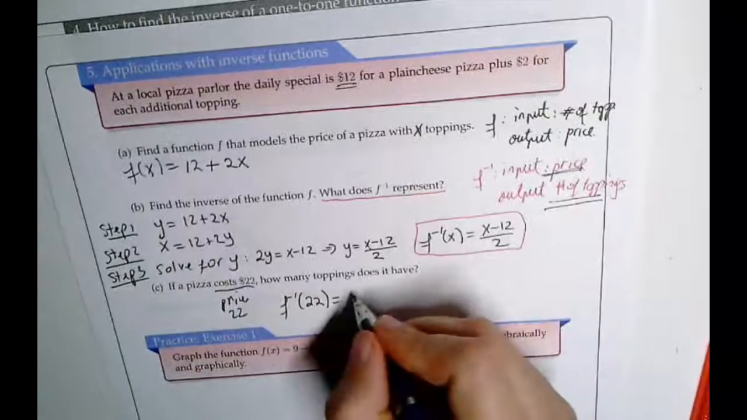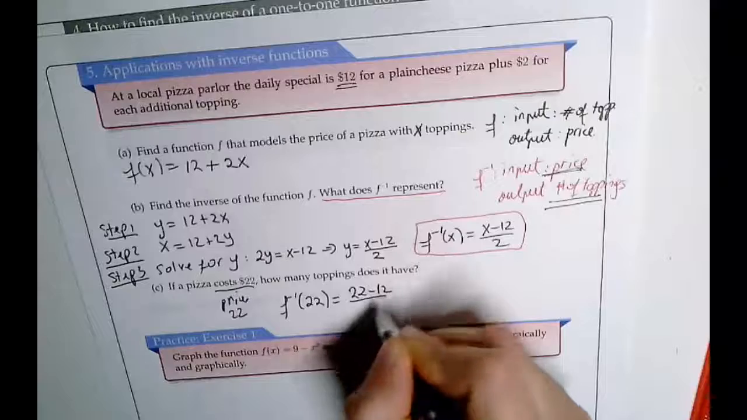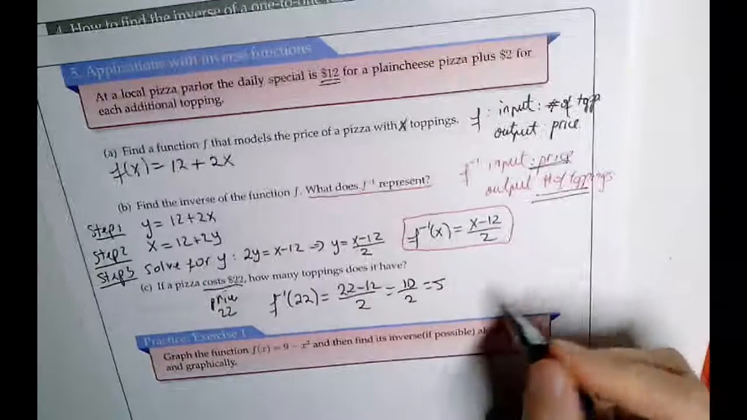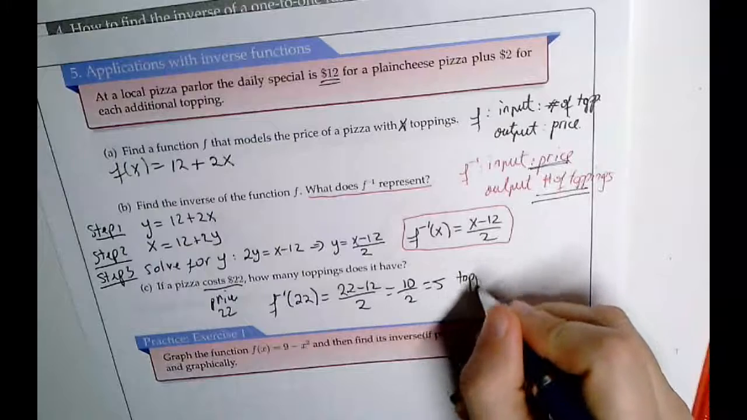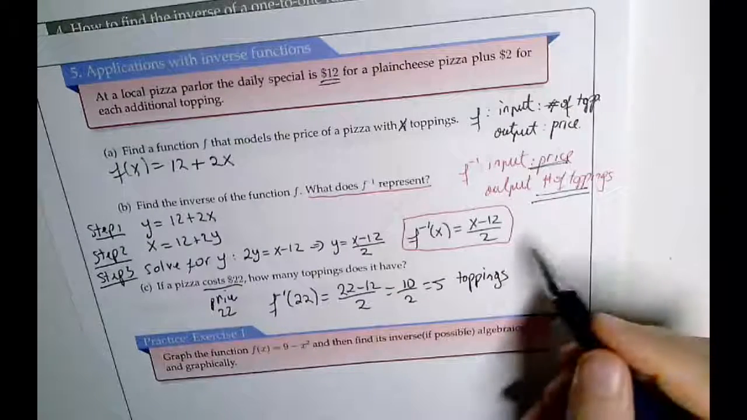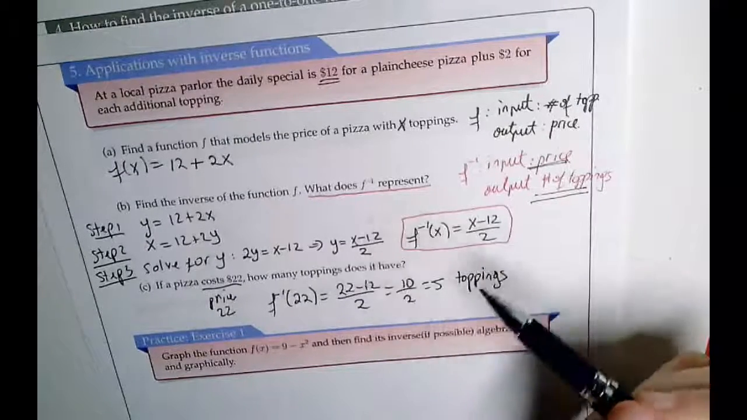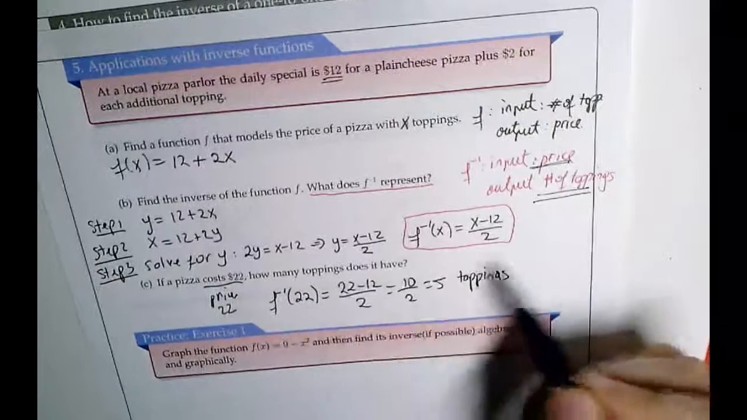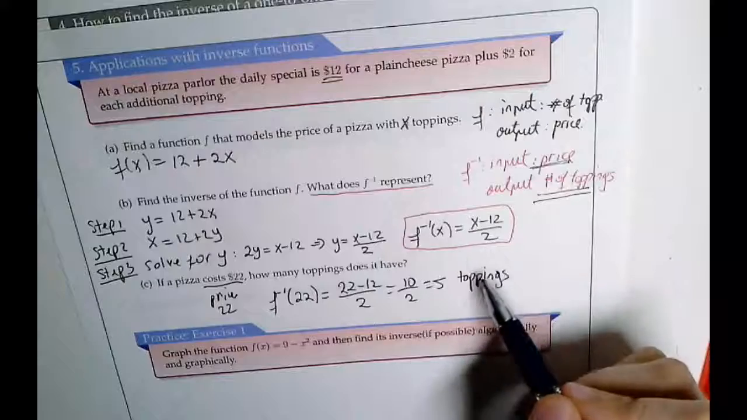F inverse of 22 is going to be 22 minus 12 over 2. That's 10 over 2, it's 5. 5 what? 5 toppings, right? So this is what that means. Given the price, how many toppings? F inverse calculates that.